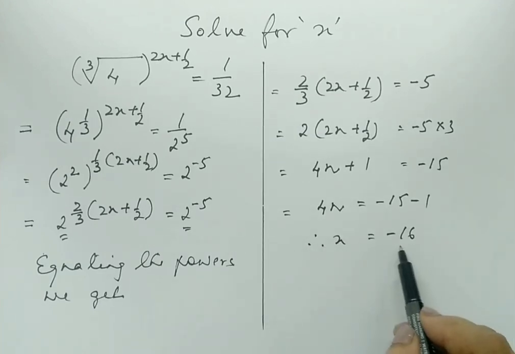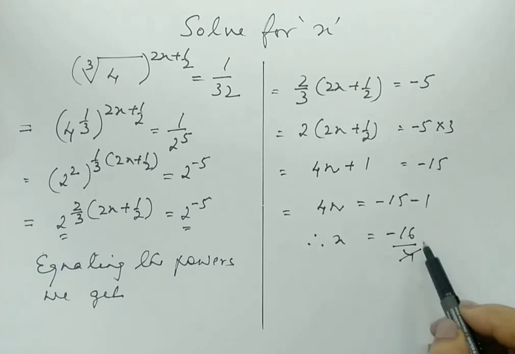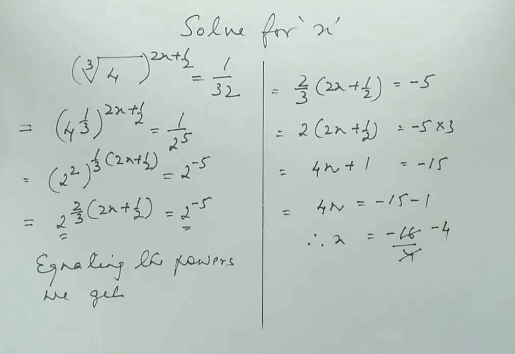x is equal to minus 16 divided by 4. This gets cancelled. We have a minus 4. So my final answer therefore is x equals minus 4. We have solved for x.